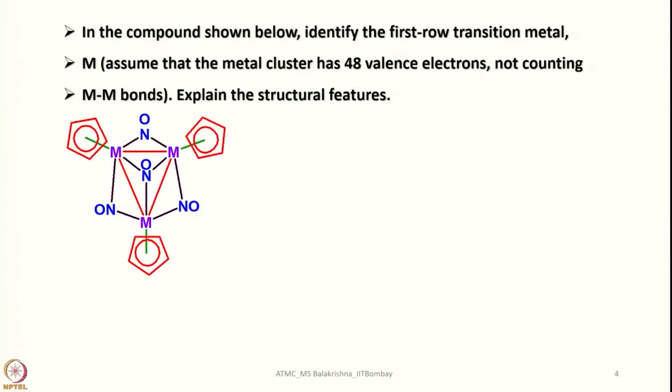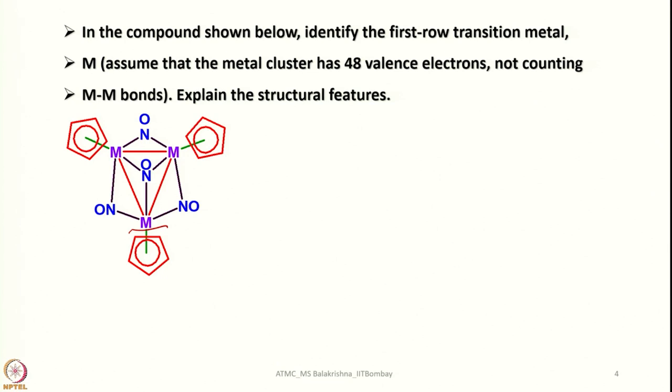Now, I have given another similar example here. In the compound shown below, identify the first row transition metal. That means you have to identify which 3d metal is there in place of M in this case. And then here, the total valence electrons are given. And of course, when total valence electrons are given, you have to keep in mind that you should not count metal-metal bond. Metal-metal bond will not give you extra electrons. You have to manage with the electrons by taking from neighboring atoms, so that at a given time each metal center satisfies the 18 electron rule.